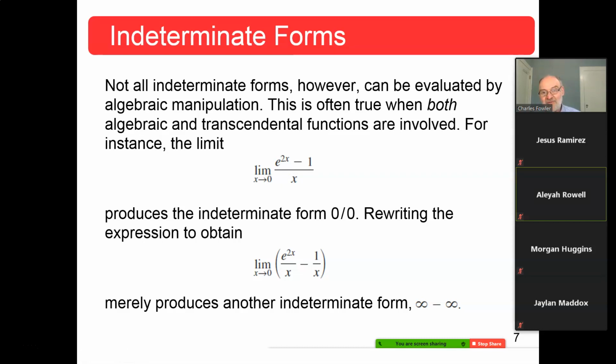But there's no algebraic way to simplify this. They tried one. They tried, well, let's just split the numerator over the denominator separately: e^(2x) over x minus 1 over x. Well, e^(2x) over x, as x goes to 0, that would be 1 over 0. That would be infinity, in other words, undefined. And this would be undefined. So now you've got two completely undefined terms. What is undefined minus undefined? That's pretty undefined, isn't it?